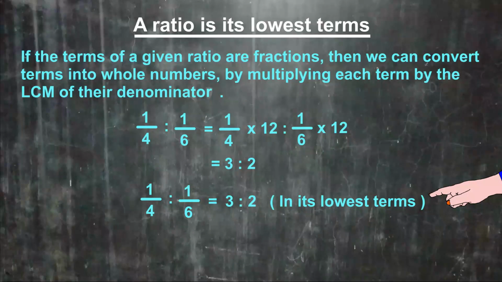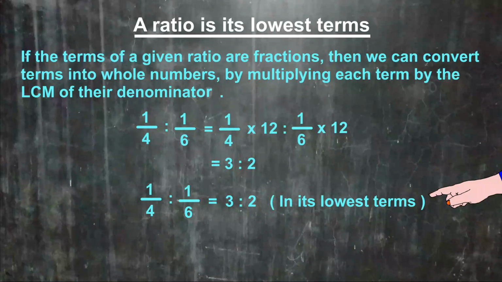A ratio in its lowest terms. If the terms of a given ratio are fractions, then we can convert the terms into whole numbers by multiplying each term by the LCM of their denominators. For example, 1 by 4 is to 1 by 6. Here the denominators are 4 and 6.